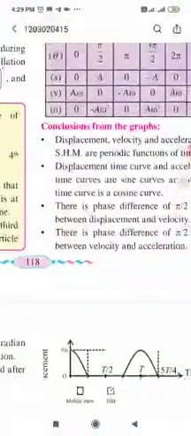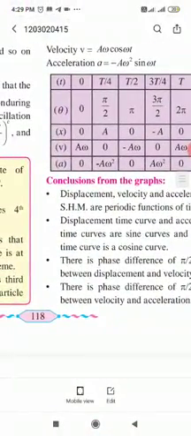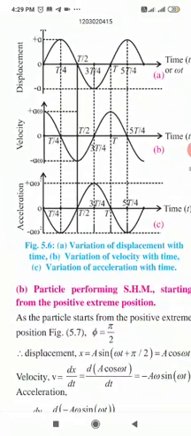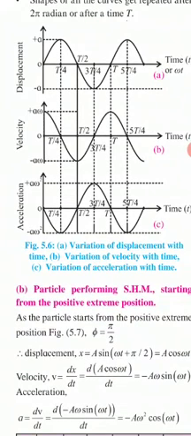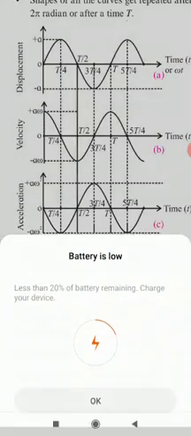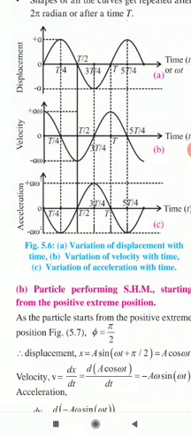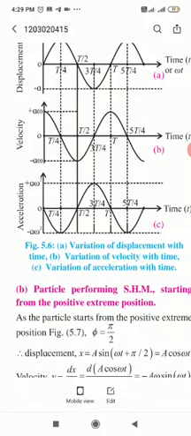Then again, theta equal to pi by 2, then it will be what? Sine 90. Sine 90 will be 1, so it will be minus a omega square. So look here, minus a omega square. So it will start from the negative extreme. If you see toward displacement, it will be positive extreme plus a, and about acceleration, minus a omega square, it will be at the negative extreme.